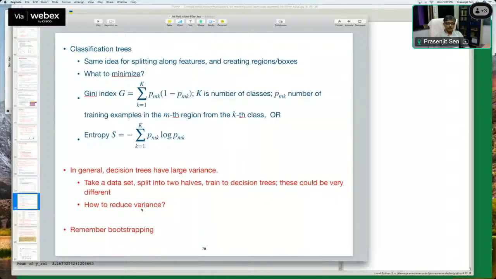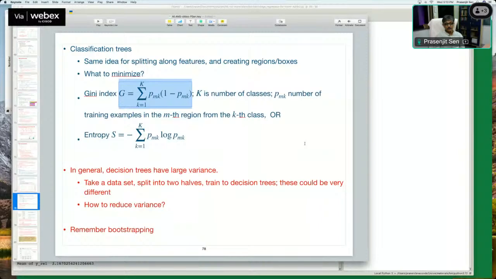So what to minimize? There are two measures, and you can use any one of those. Something called the Gini index, which is very widely used, and it's not just in machine learning. It's a statistic. Both these are statistical quantities. It's not like they are used only in machine learning. In economics, for example, it's a measure of, say, income inequality or wealth. So if you want to measure inequality in a country, this is something that is used.